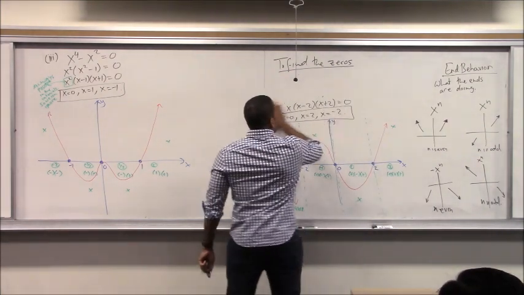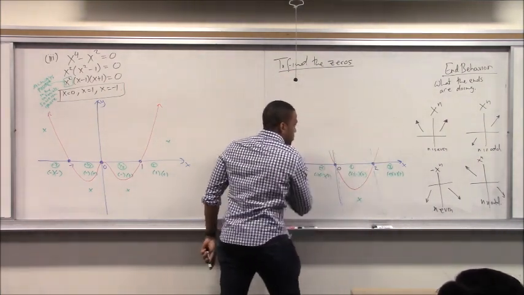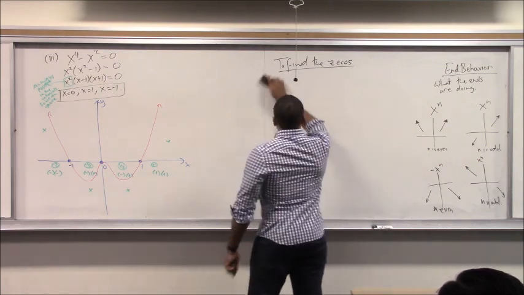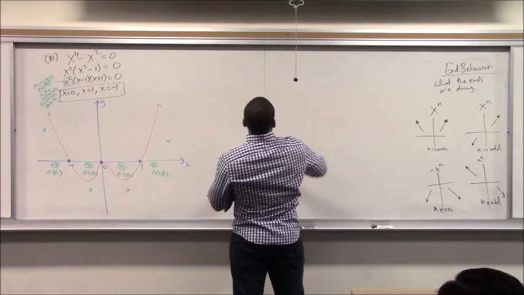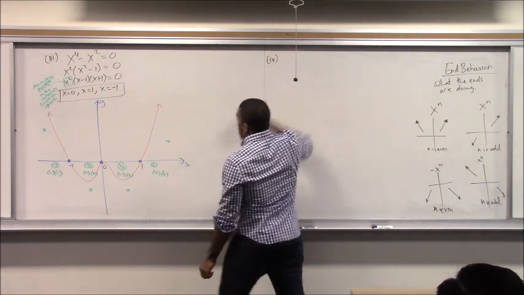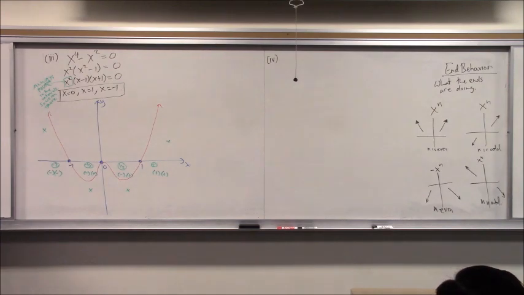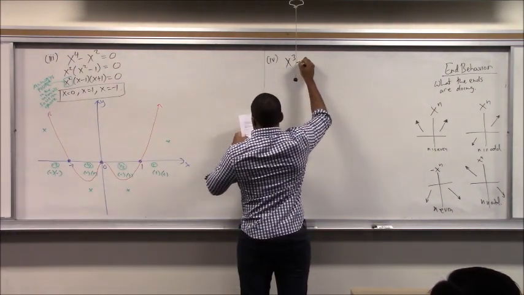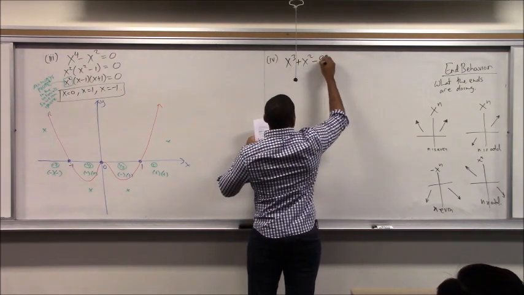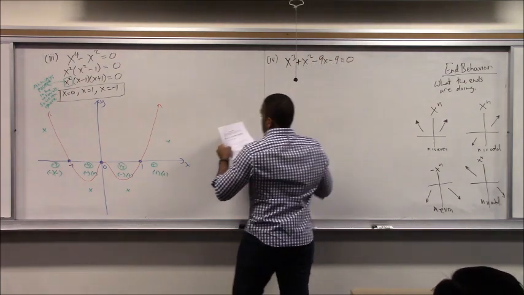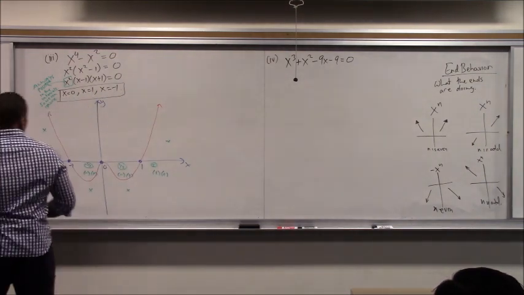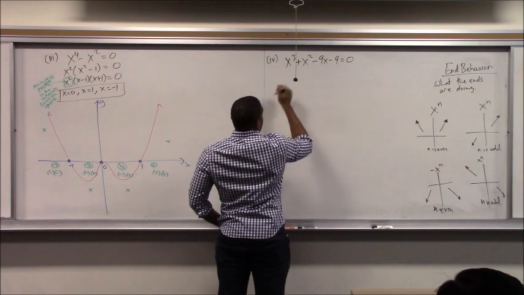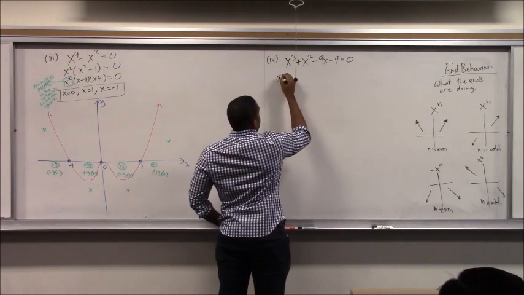Let's do the last example. So this one was x cubed plus x squared minus 9x minus 9 equals 0. And we wanted to find the zeros of that, so we set that equal to 0. And so we can factor. There are 4 terms here, so we do factor by grouping.